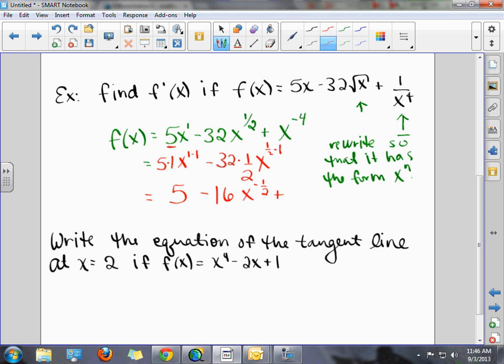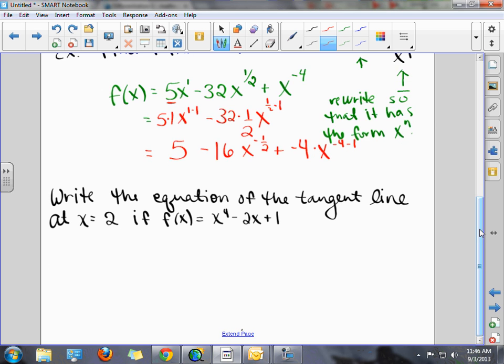So now I'm going to do x to the negative 4. I bring this down, so that's going to be negative 4 times x to the negative 4 minus 1. When you have negative exponents, they're actually going to become more negative as you subtract 1. So this will now become, I'm just going to erase it so it's all in a nice pretty line, negative 4x to the negative 5th.